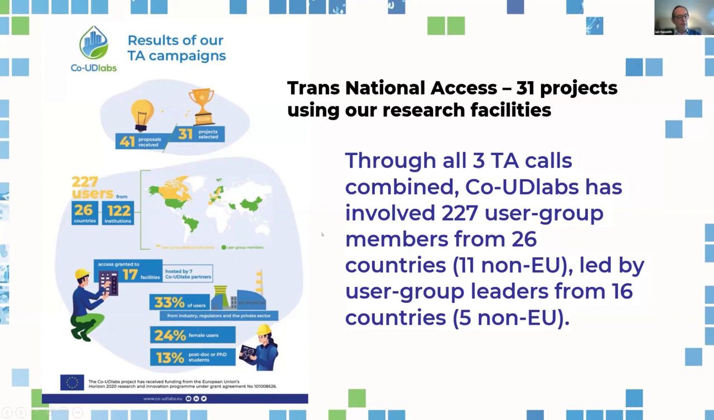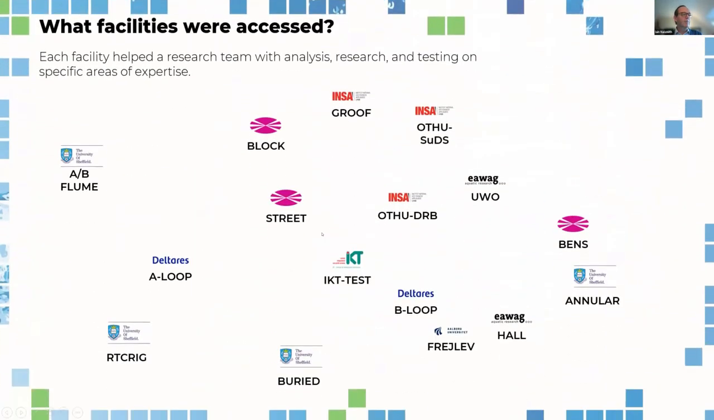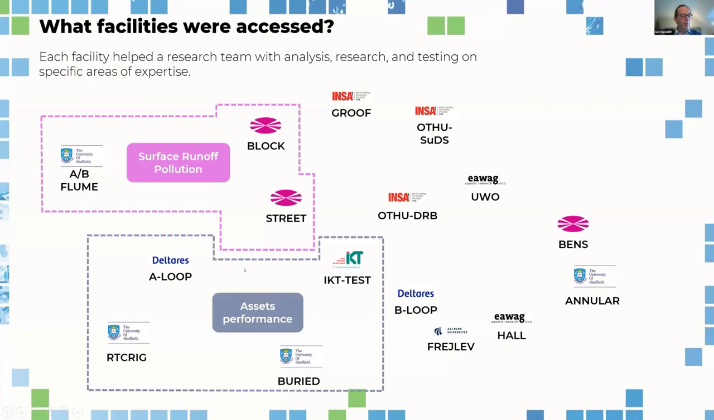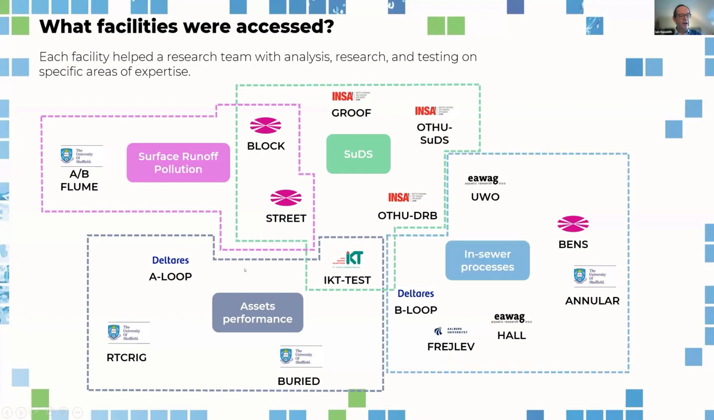Everything gets published on the Co-UDlabs website. And you don't need to see the detail of this. This is the different facilities and their names, but essentially between us, we were able to cover surface runoff pollution with test facilities for that, the performance of assets, sustainable urban drainage systems, and in-sewer processes.